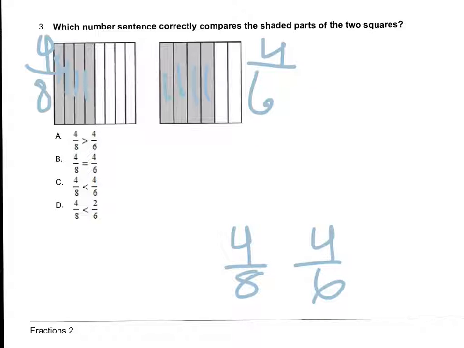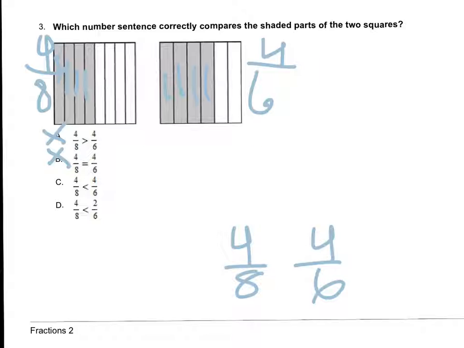A is not correct because 4 8s are smaller than 4 6s. And 4 8s and 4 6s are not equal because these are smaller, these are not. So B is not correct and A is not correct.